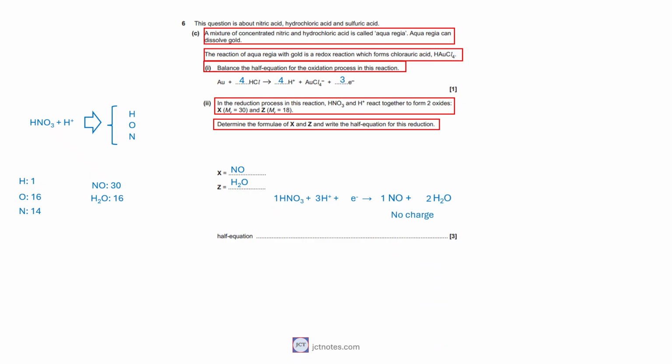Finally, we balance the charges. The right-hand side is neutral overall. On the left-hand side, the 3 hydrogen ions contribute a charge of +3. To balance this, we add 3 electrons to the left-hand side. The half equation is now fully balanced for both atoms and charge.